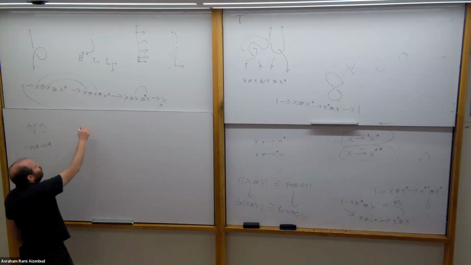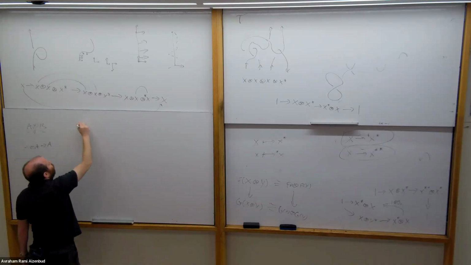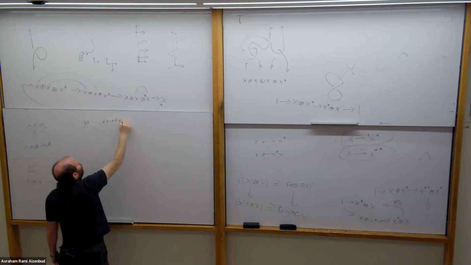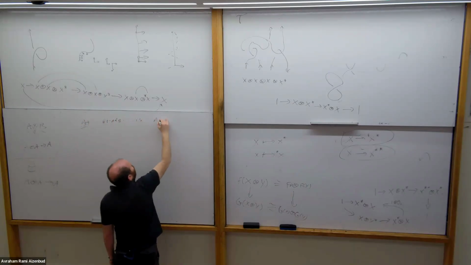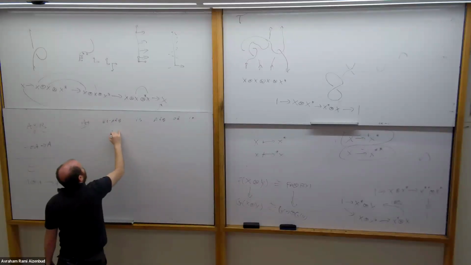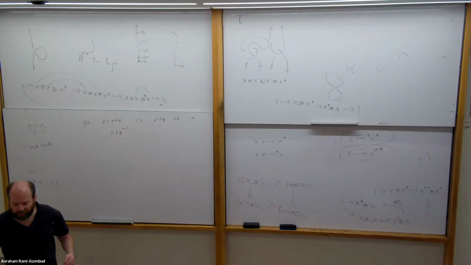So the definition: a bialgebra is an algebra object in the opposite category to the category of algebras.